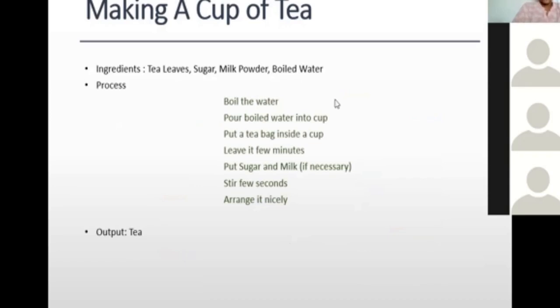First of all, we have to boil the water, pour it into a cup, put the tea bag inside and leave it a few minutes, then put in sugar and milk, stir a few seconds and arrange it nicely. In this tea making process, you can see several steps. And then as an output, we have a tea. So that is the tea making process.